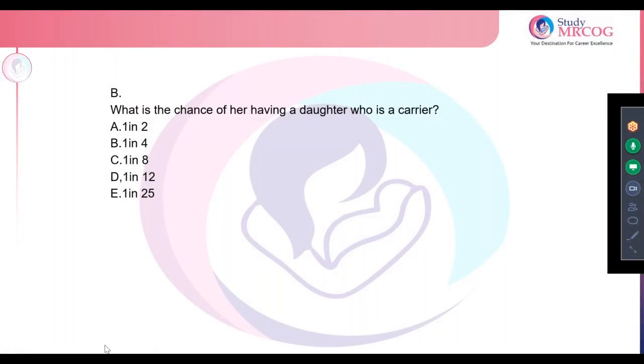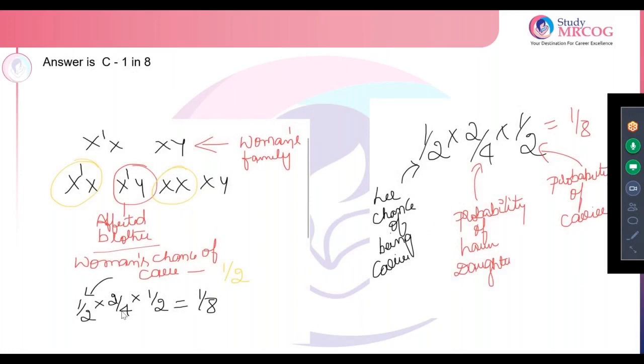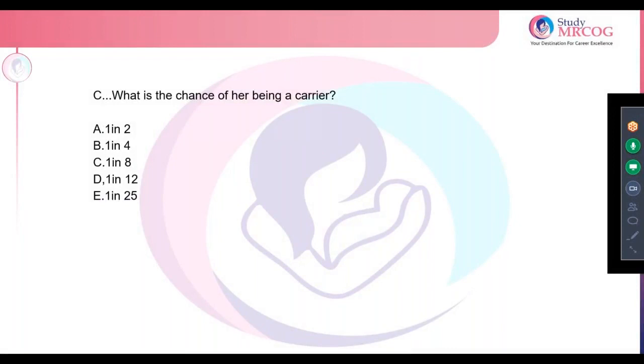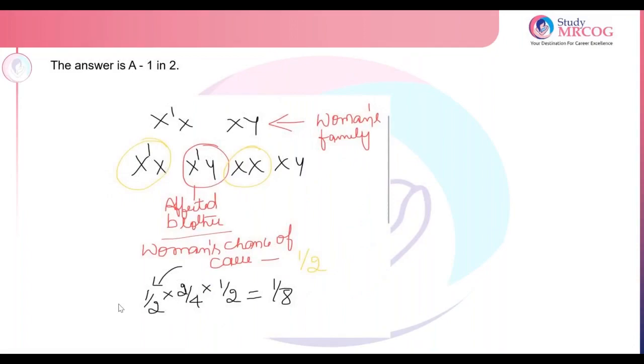As I said, affected brother. So her chance of being a carrier is half, the probability of having a daughter is 2/4 or 1/2, and then the probability of a carrier is 1/2 again. That is the probability of a daughter being a carrier. Now, what is the chance of her being a carrier? This we already calculated, right? Her chance of being a carrier is 1 in 2.